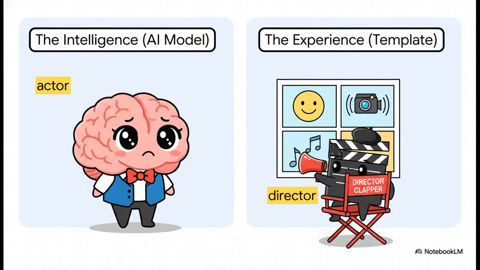And this right here is such a key distinction to get. The AI model is the raw intelligence, right? It's the brain doing the heavy lifting. But the template is the experience. It's the script that says, okay, first apply the smile animation for 2 seconds, then zoom the camera in, then add this trending song and make the final video 5 seconds long. So the model is the actor, but the template is the director calling all the shots.